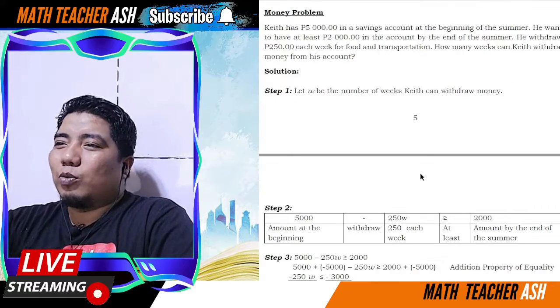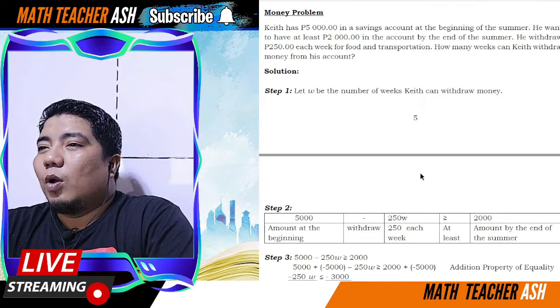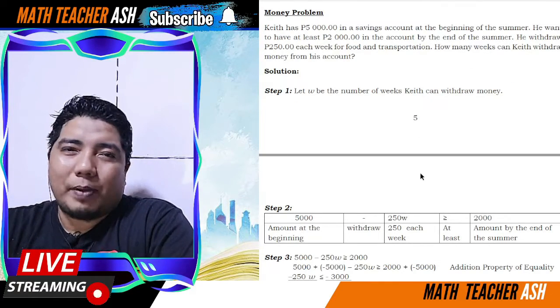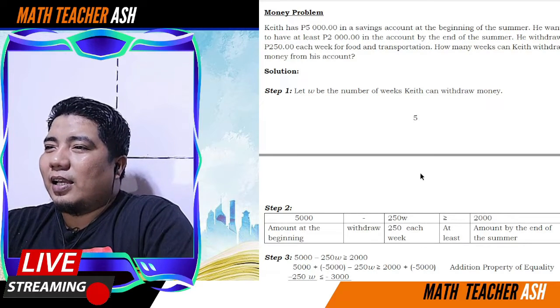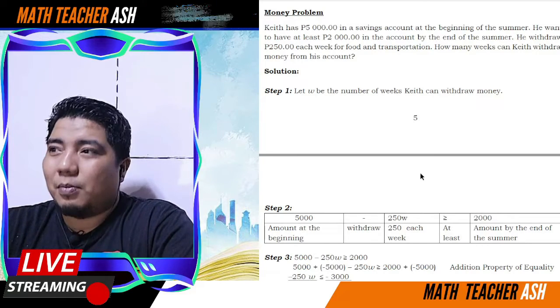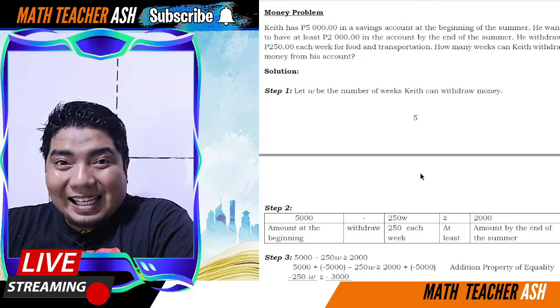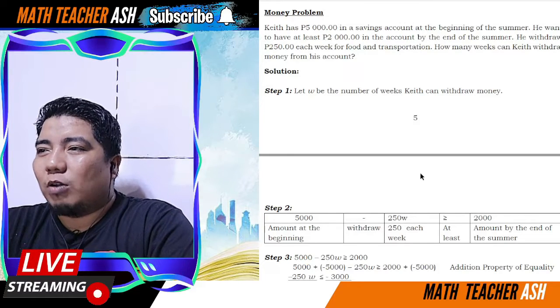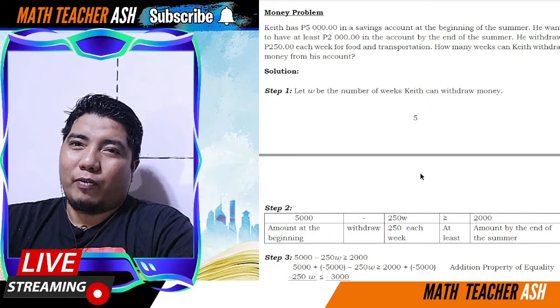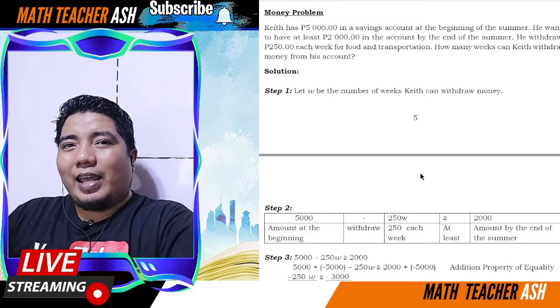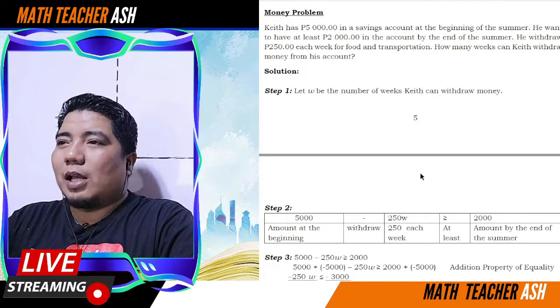Okay, now let us go to the money problem. We have here, Kit has 5,000 pesos in a savings account at the beginning of summer. He wants to have at least 2,000 pesos in the account by the end of summer. So, from the beginning, 5,000. At the end, at least 2,000 pesos.